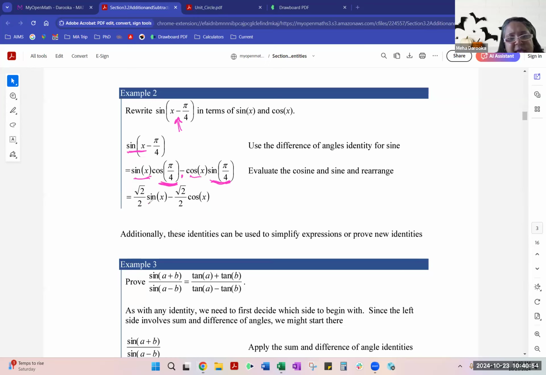So the sine of x will stay the same. Cosine of x will stay the same, but we rewrite cosine of pi over 4 as square root of 2 over 2. And of course, same thing for sine of pi over 4. You rewrite it as square root of 2 over 2. And they were just asking us to rewrite this in terms of sine and cosine. So, of course, you have sine of x here, cosine of x here. And that's as far as we can go because we don't know what x is, so we cannot simplify it anymore.